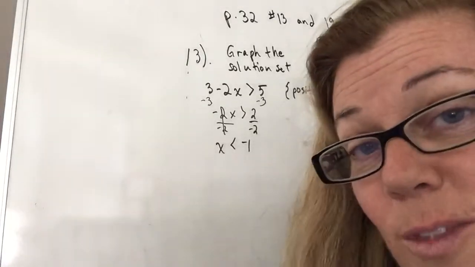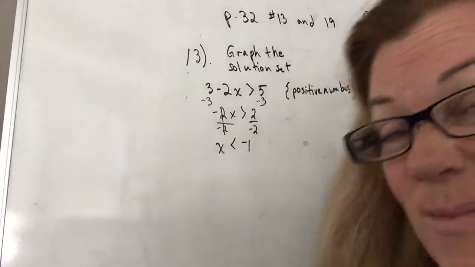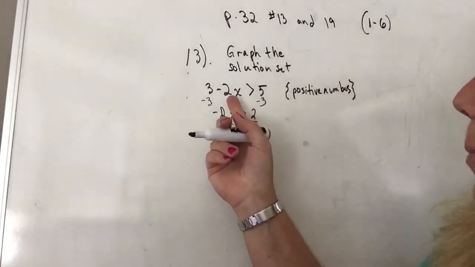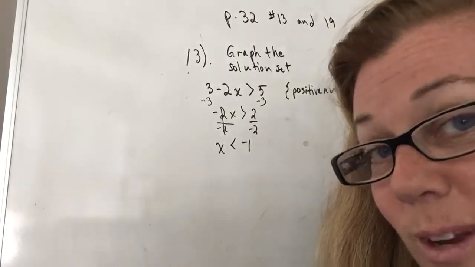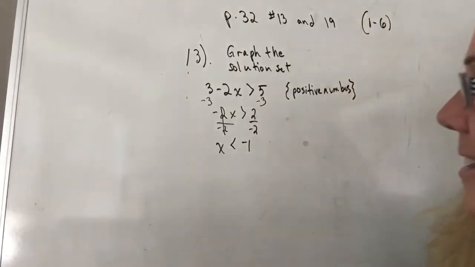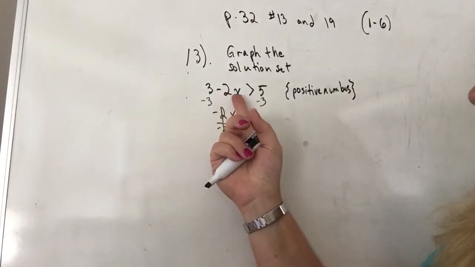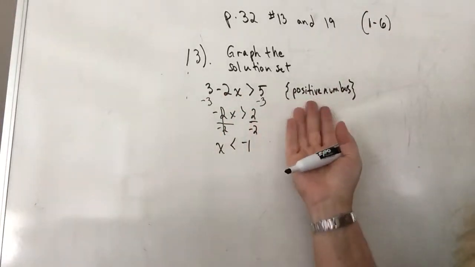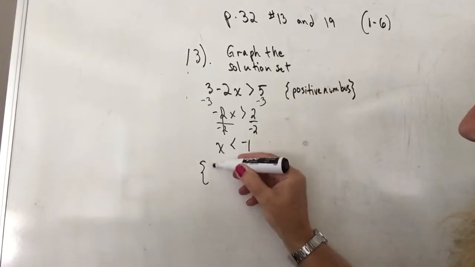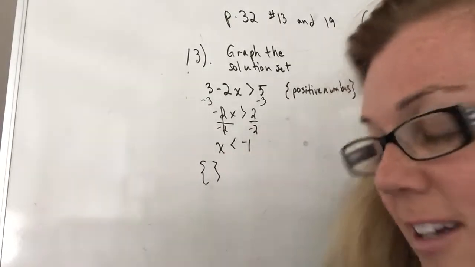Is there any positive number that would solve this? It doesn't seem that there is. This has to become a positive number here in order to be greater than 5. So we need negative numbers, because you have negative 2 times something that has to become positive, so it's got to be a negative number. Therefore, there is no solution to this. That means the empty set is the solution.